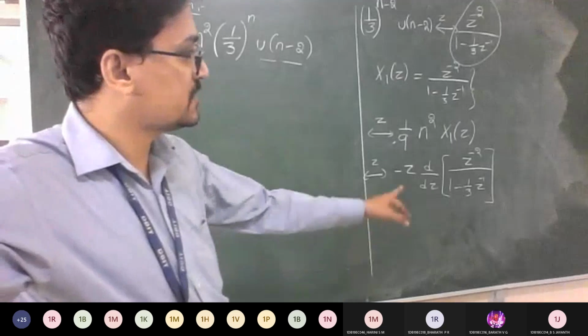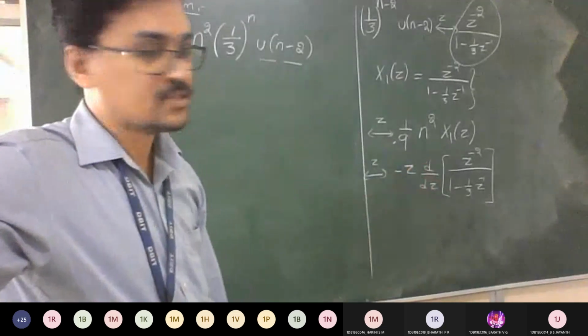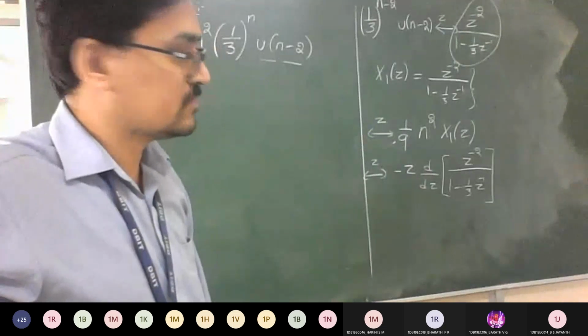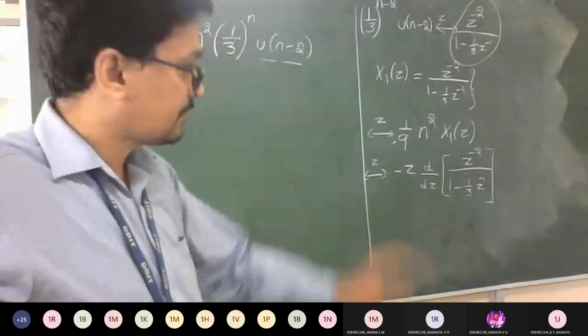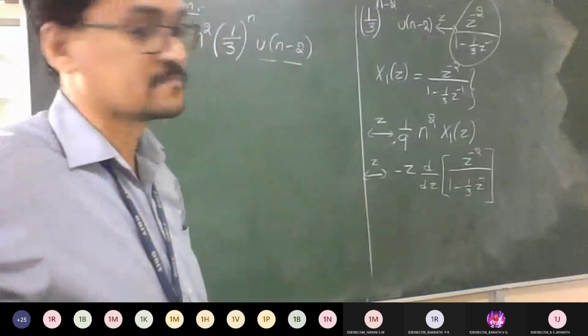If you are getting confused with that, as I said, you can convert to z and solve. So you can write it as 1 by z square divided by 1 minus 1 by 3 z. You can solve like that and get the answer. Differentiate that and check out what is the answer.